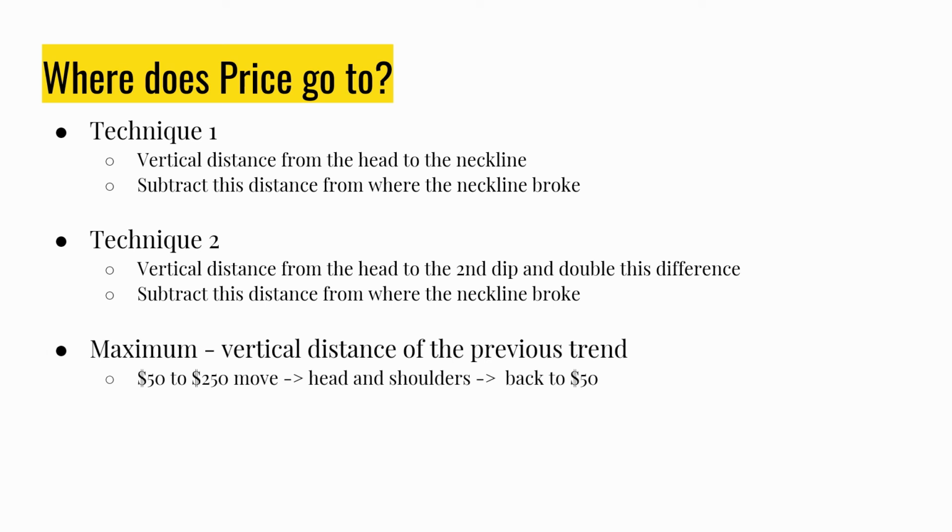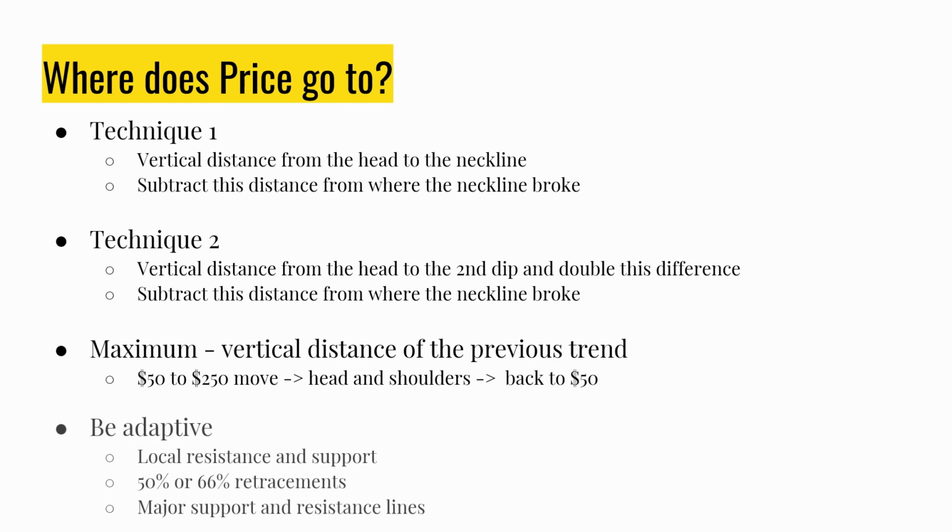So if the price climbed from $50 to $250, price will retract back to $50 after the head and shoulders has occurred. However, with all the theoretical guidelines, you must be adaptive. For instance, if there is a local resistance and support near your minimum price projection, you should adjust it to the support and resistance price level. This can be applied to the 50% and 66% retracements and even major support and resistance lines.